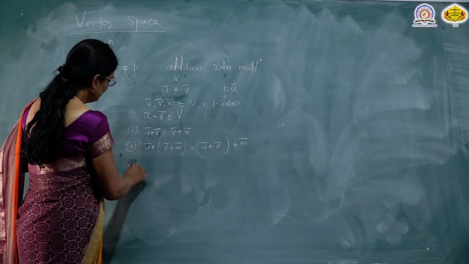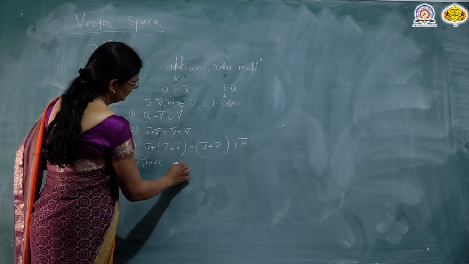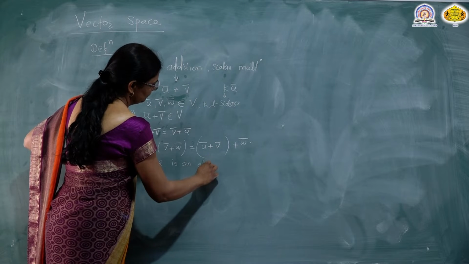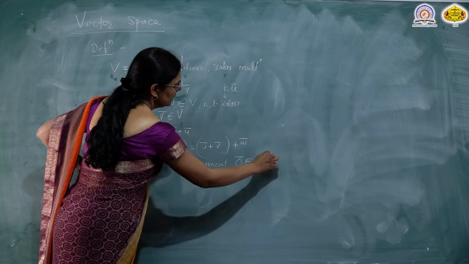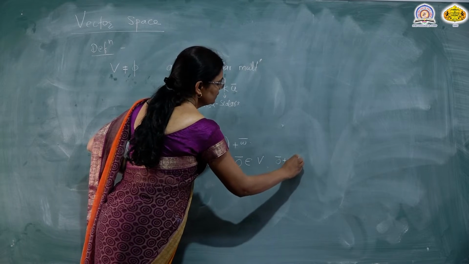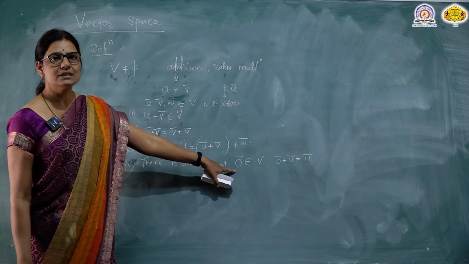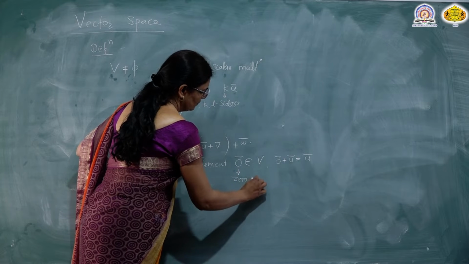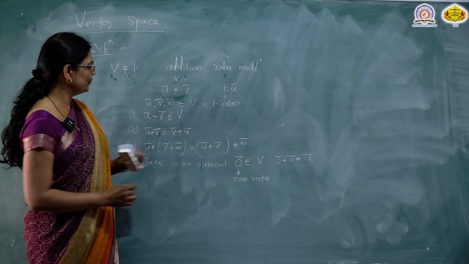Fourth property is there is an element, the object denoted by 0 bar in V, such that 0 bar plus u bar is again equal to u bar. This element is called the zero vector in V.